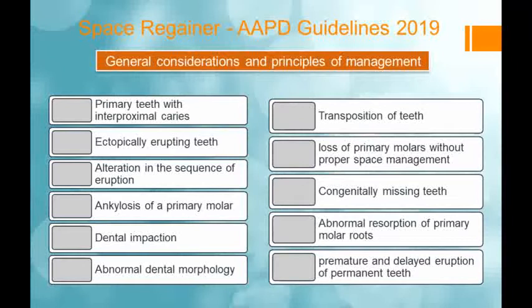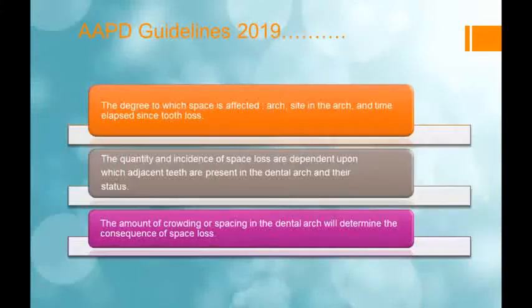The space regainer AAPD Guideline 2019, in that general consideration and principle of the management, they were given primary teeth with the interproximal caries or any ectopically erupting teeth, alteration in the sequence of the eruption, ankylosis of the primary teeth, dental impaction, abnormal dental morphology, or any transposition of the teeth, any congenitally missing teeth, or abnormal resorption of the primary root of teeth, or premature or delayed eruption, or a loss of primary molar without proper space management.